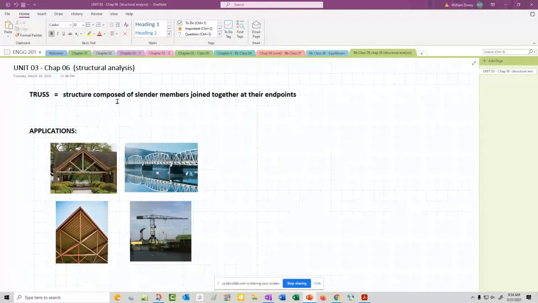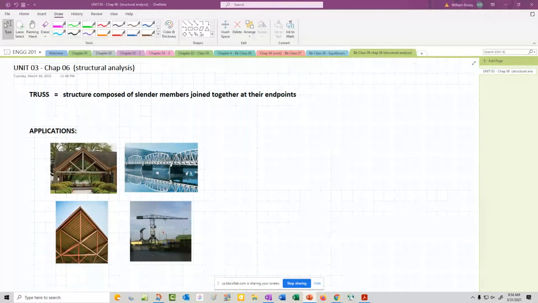And one of the simplest or first ones we'll look at is the truss. Sometimes I refer to it as the simple truss. And that's a structure composed of slender members joined together at the endpoints. And I have a couple examples of pictures down here. Typically, we think of these as for roofs or bridges.